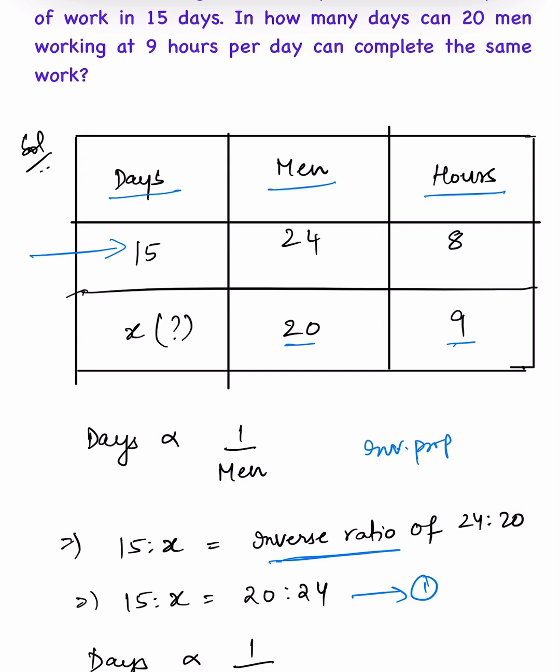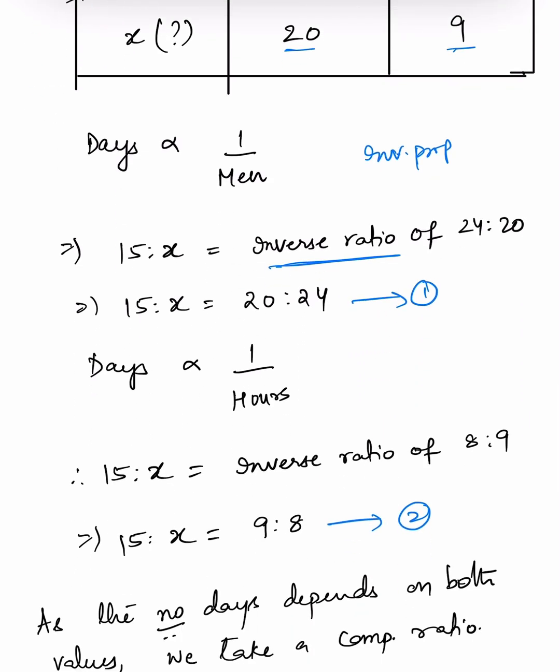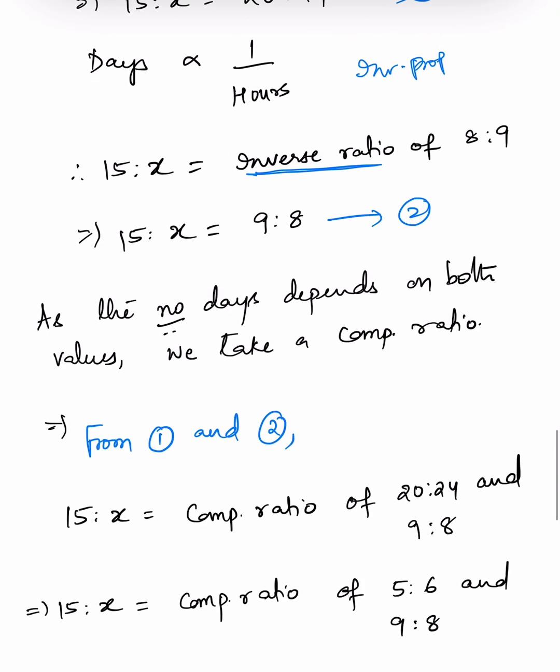This is equation 1. Now, the number of days is inversely proportional to the number of hours a day, because if men work for more hours a day, the number of days required will be less. So this is also an inverse proportion here. So what should we do? We should write the inverse ratio of 8 is to 9 again. 15 is to x equals 9 is to 8. This is equation 2. As the number of days depends on both values, we take a compound ratio.